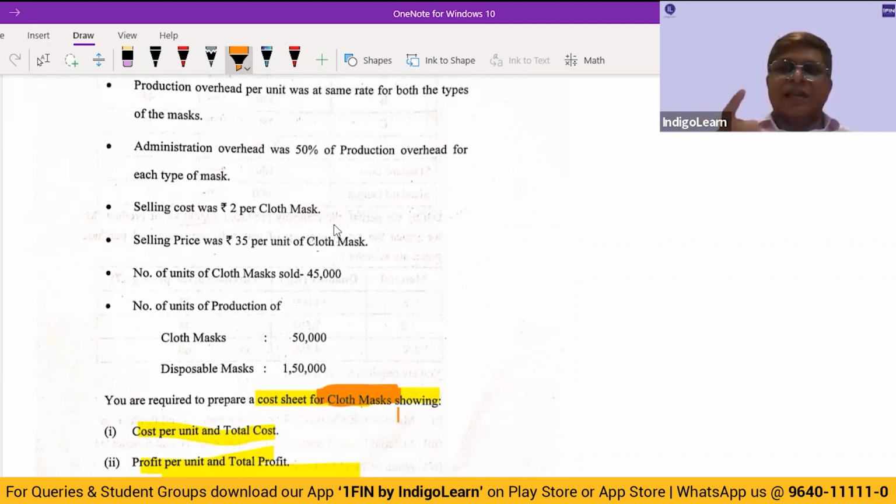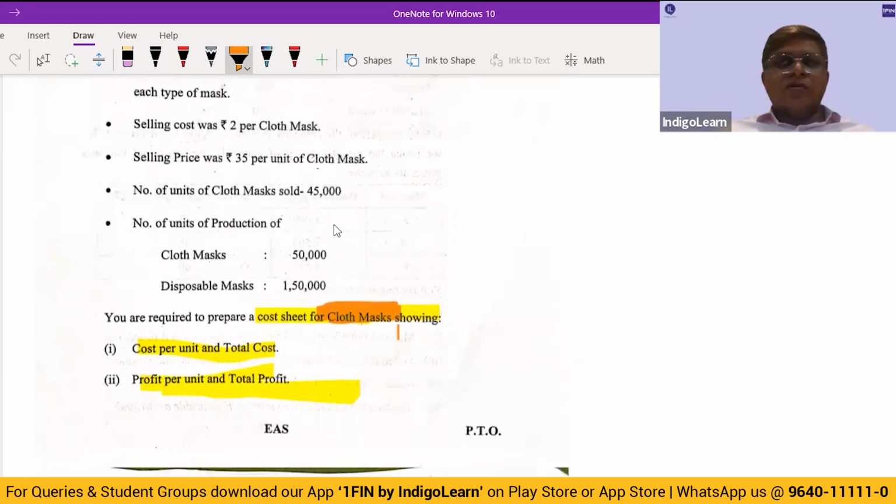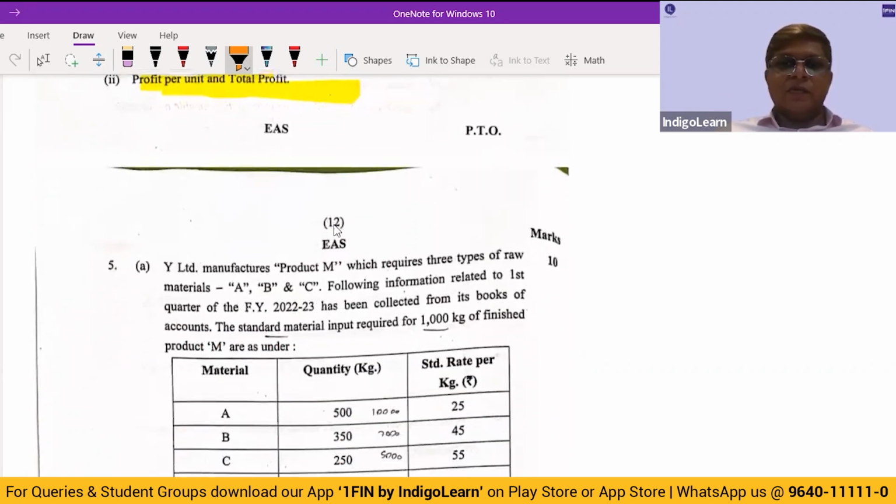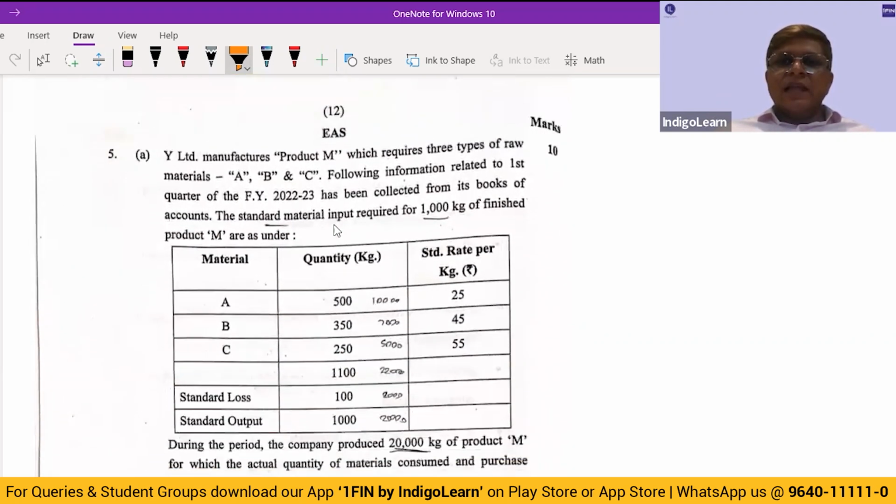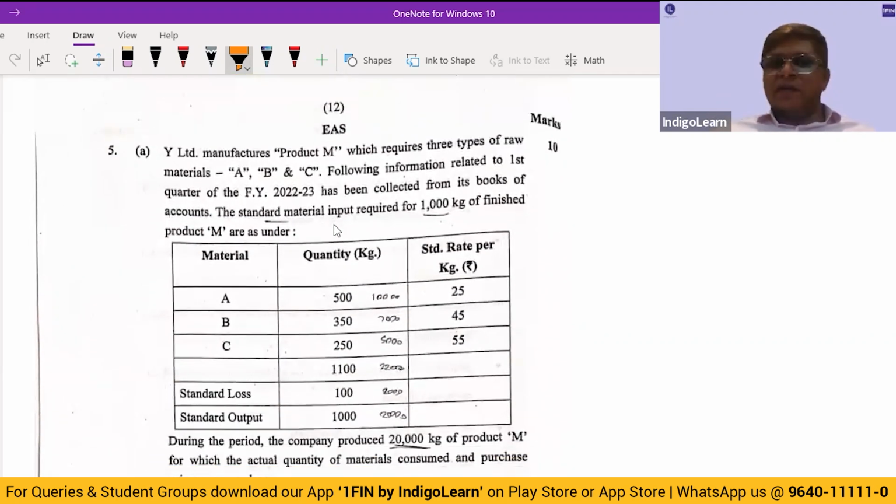But the main challenge or the main task is to split the cost between the two and prepare only the cost sheet for cloth mask. So I would not call this question difficult, just that you need to be a little careful and patient while solving the question. Let's go to the next question for 10 marks.